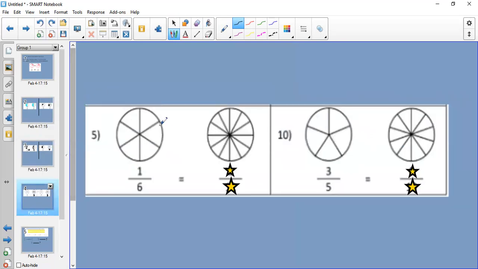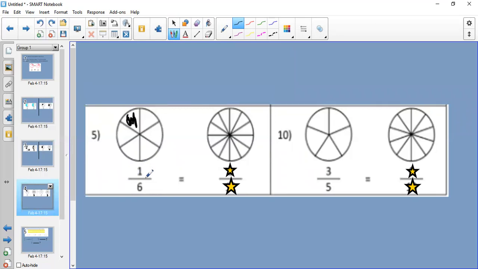This example here, again, we've got 6 equal parts. So we've got 6 parts in total, and it's asking for a 6th. So we just need to shade in one piece. Okay, one piece of this circle. This is a 6th of our circle has been shaded in.